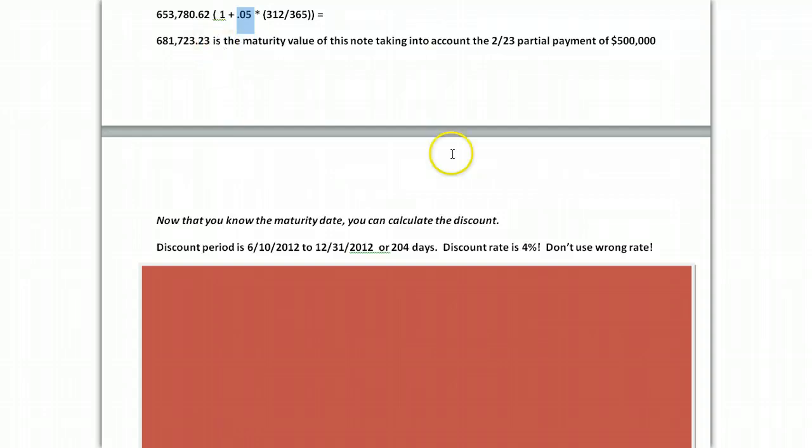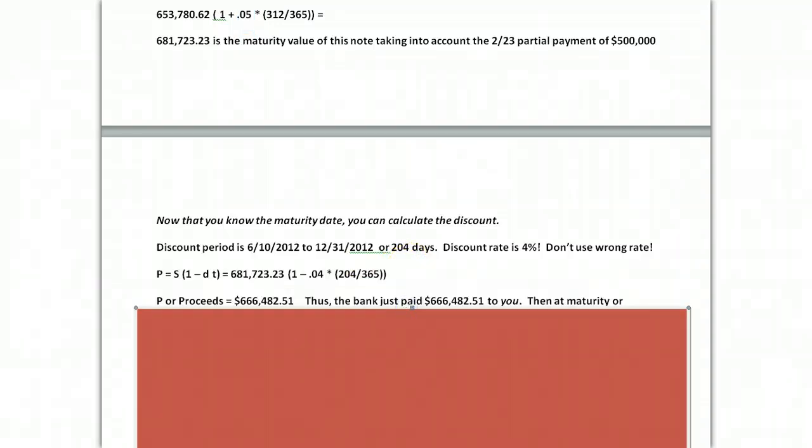So now we've got the discount rate. We know the discount period. So we do the S equals 1 minus dt math. And let me just do it on the calculator once. You can follow along. Make sure you're set for RPN.